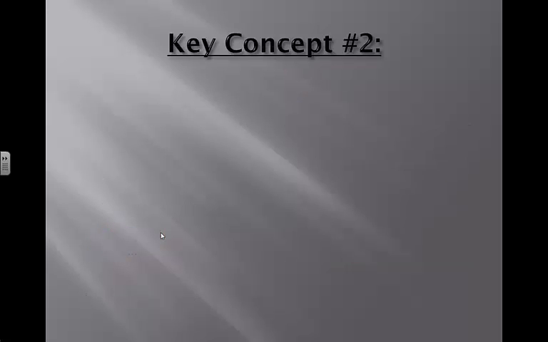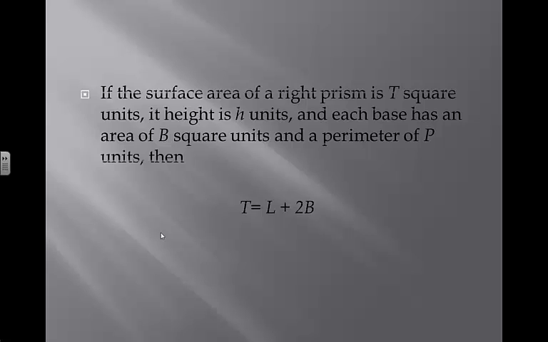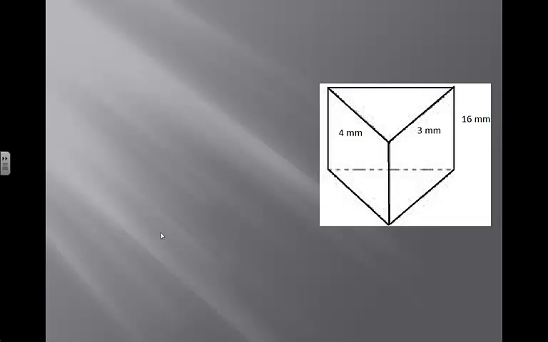Let's look at another key concept here. If the surface area of a right prism is T square units, its height is H units, and each base has an area of B square units and a perimeter of P units, then the total surface area equals the lateral area plus 2 times the base. Now, 2 times the base is 2 times the area of the base, and again, that's for the whole area.